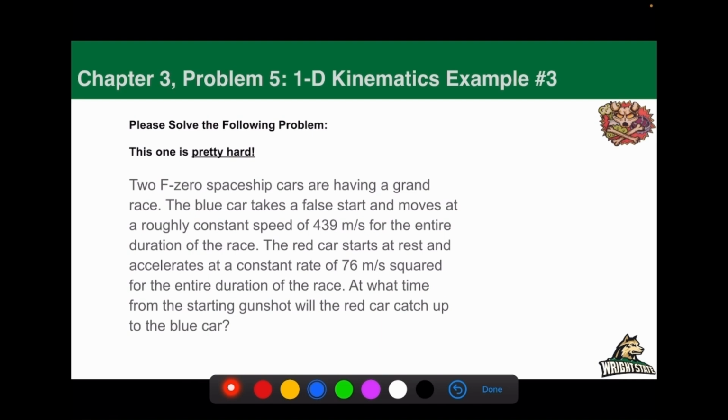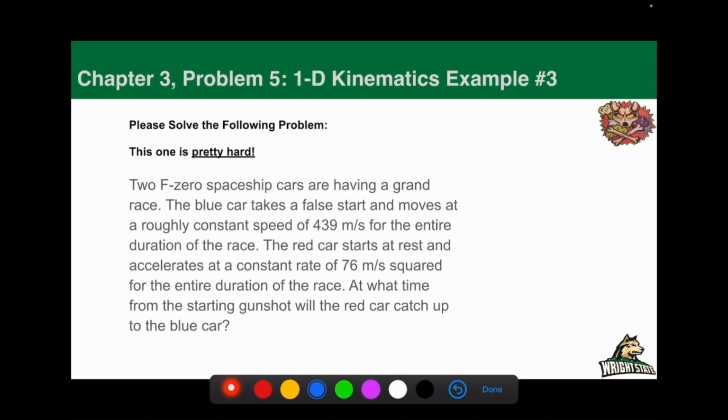So let's say we have two F-Zero spaceship cars having a grand race. The blue car takes a false start and moves at a roughly constant speed, 439 meters per second for the entire duration of the race. The red car starts at rest and accelerates at a constant rate of 76 meters per second squared for the entire duration of the race. At what time from the starting gunshot will the red car catch up to the blue car?